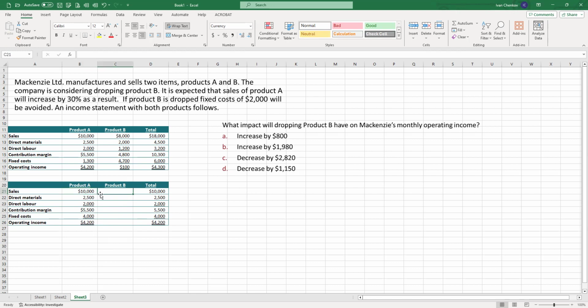So let's see, 13,000. Let's increment here the increase. This one will be equal to this one times 0.3, right? Yes. Sales increase. What's happening with the direct material? Nothing? No, 70%. What's going to happen with the direct material, people? Are they going to increase too? Yeah, they're going to increase by 30%.